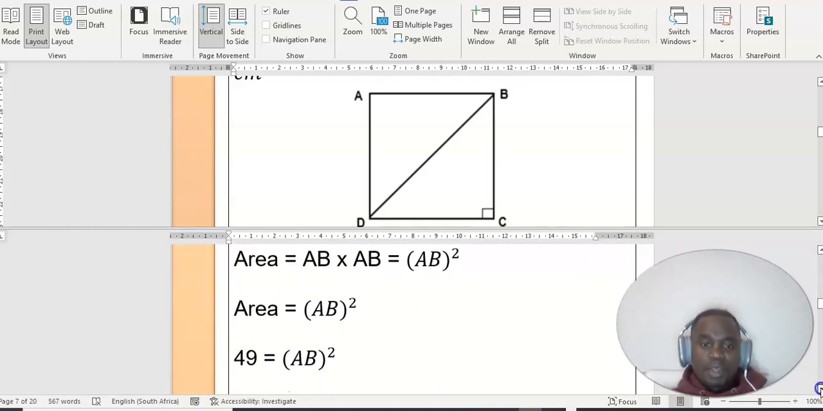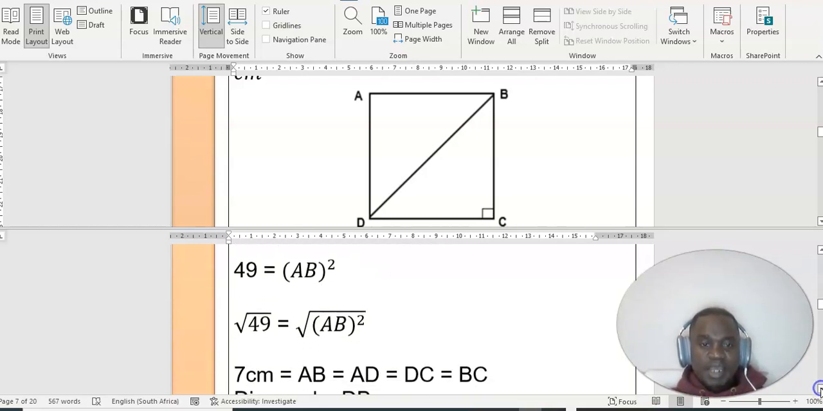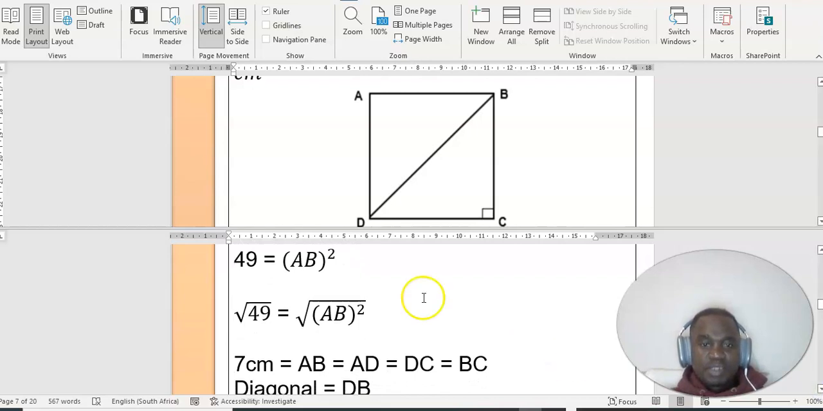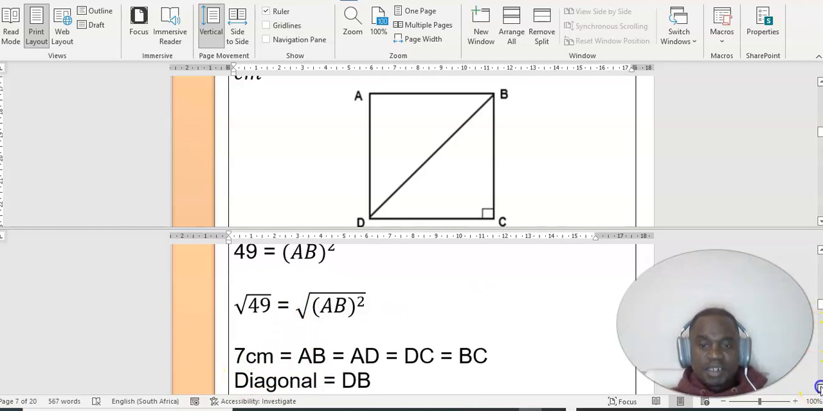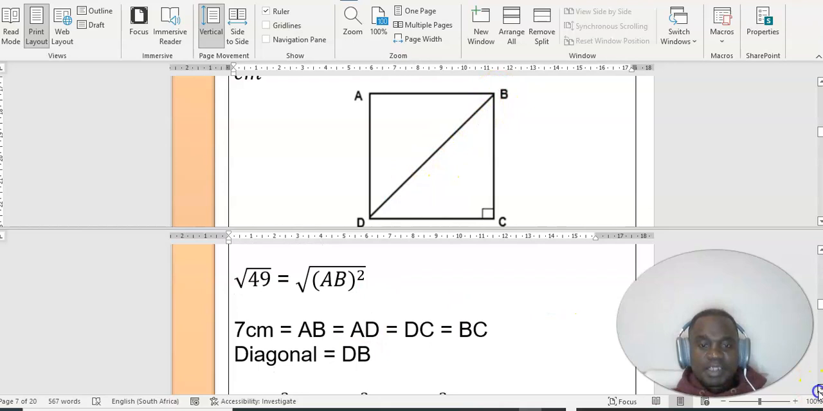Okay, we found AB to be 49. We took the square root, we got 7. AB is equal to AD, and it's equal to DC, and it's equal to CB, or BC. They are equal. And they want us to find the diagonal, this one. How do you find it?